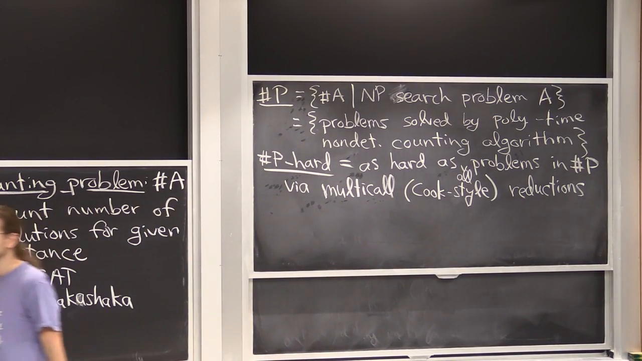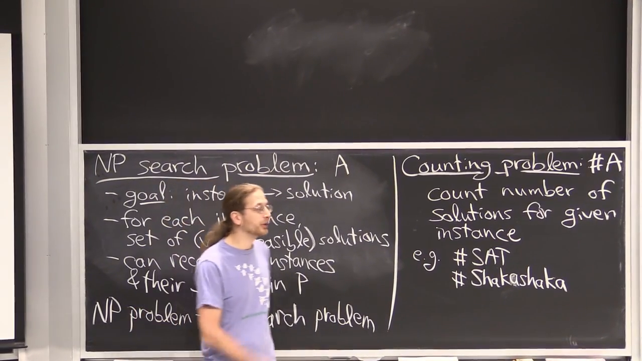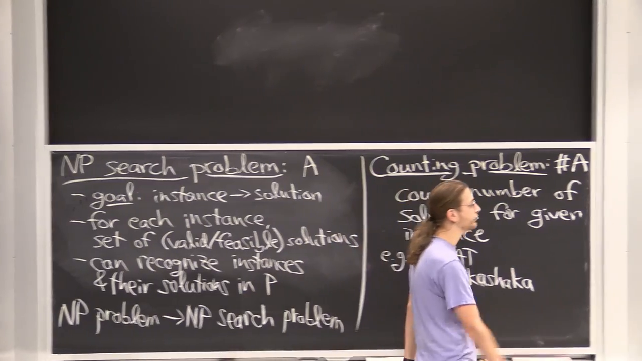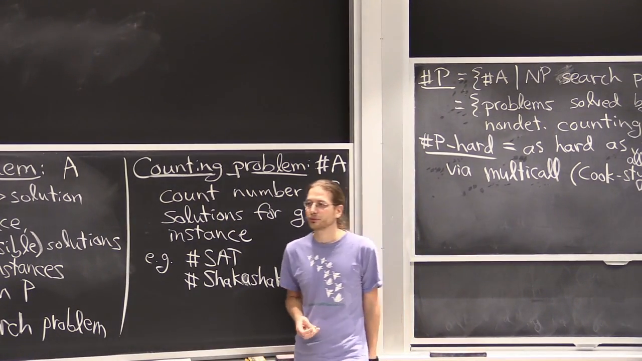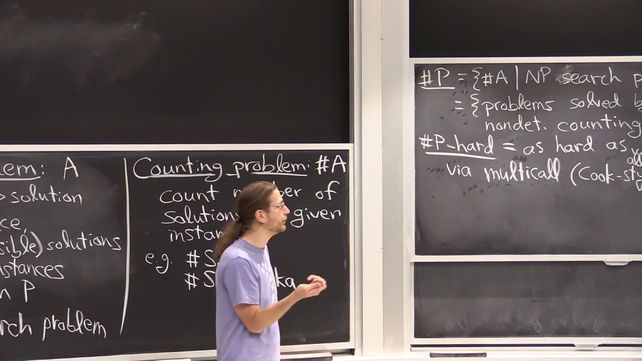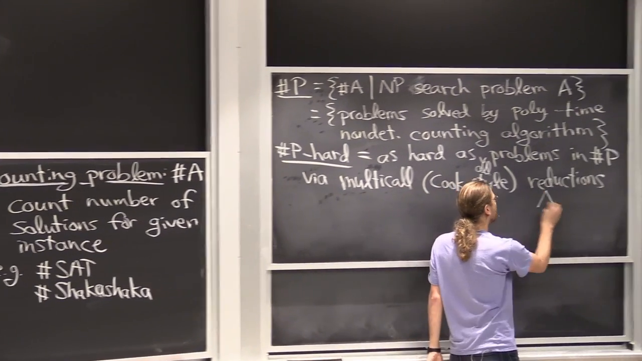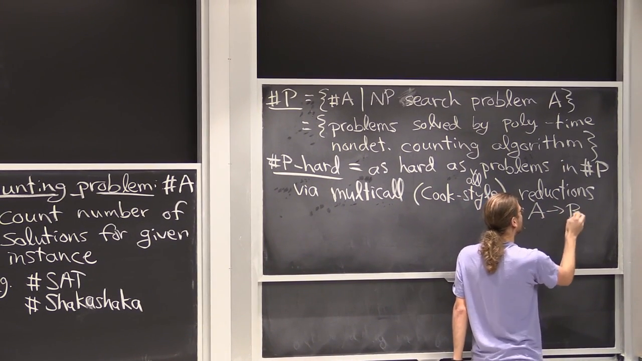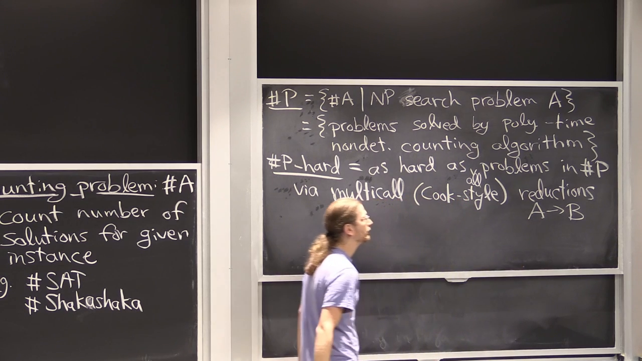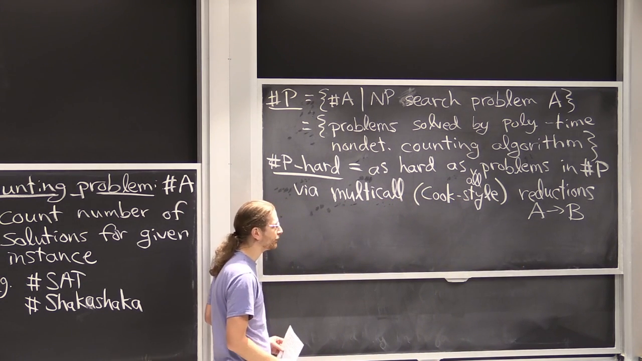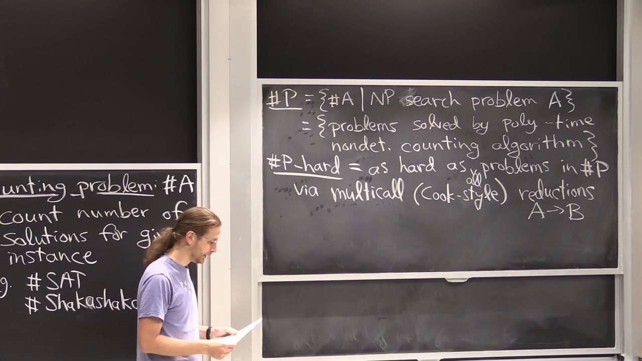Yeah? You're not limited in the number of multi-calls. Right. You can do a polynomial number of multi-calls. As before, the reduction should be polynomial time. So you're basically given an algorithm, usually called an oracle, that solves your problem B, and you want to solve A by multiple calls to B. So we'll see a bunch of examples of that.